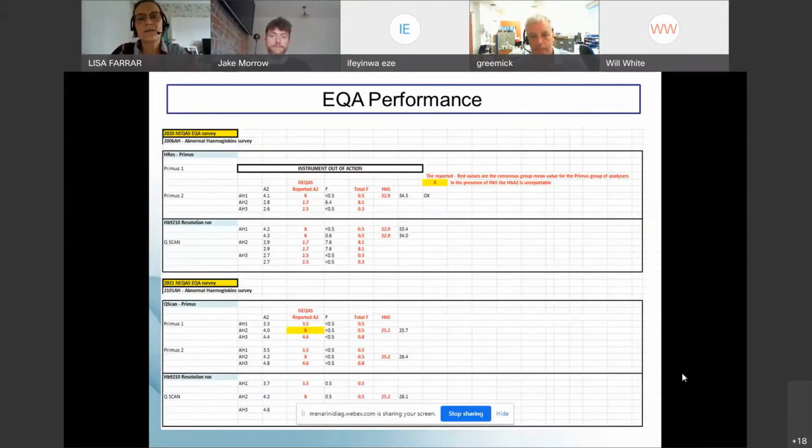With any analyzer or HPLC system that you employ within a laboratory, the EQA performance of that system is an essential part of both your UKAS accreditation and also the lab's performance.